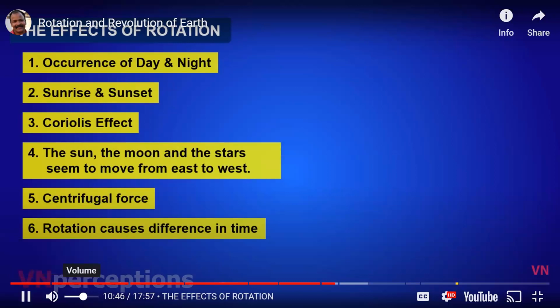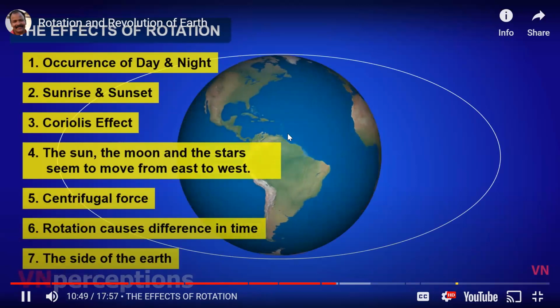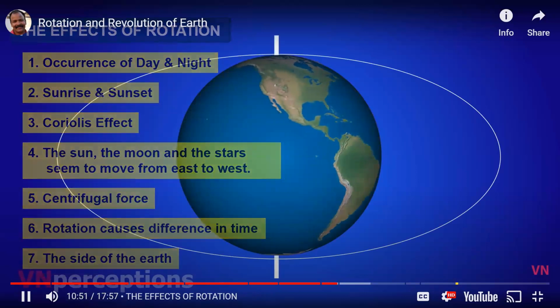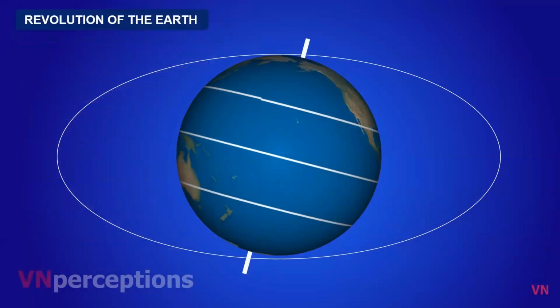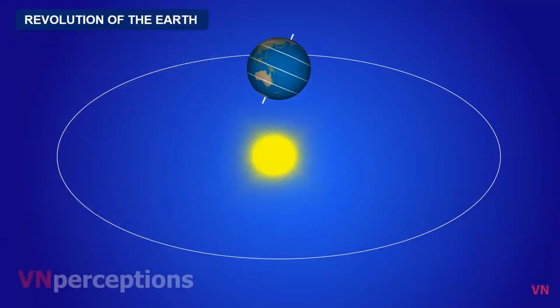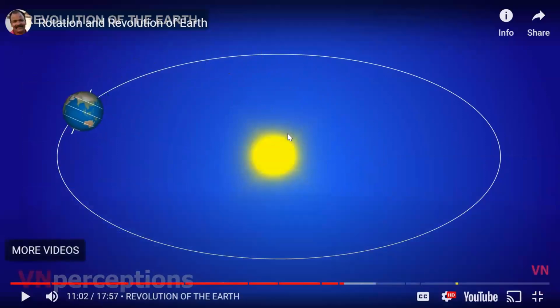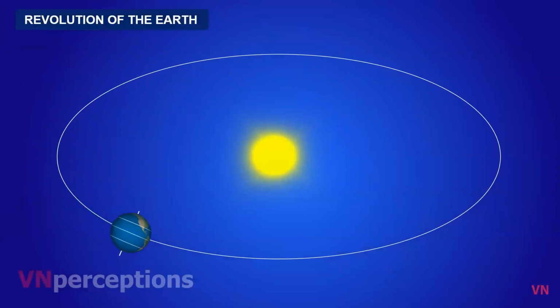And the last one is the revolution of the earth. Now we have seen that the earth is spinning around its own axis, and this axis is tilted. With this tilted axis, the earth revolves around the sun in an elliptical orbit. This is what I was trying to explain. Is the orbit circular? What does it mean? Oval shape. Orbit that appears like an ellipse. Ellipse means an elongated circle.